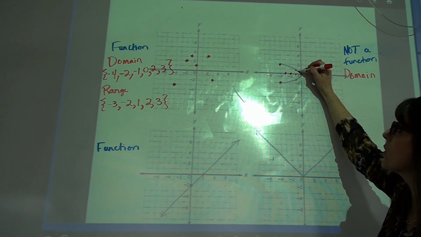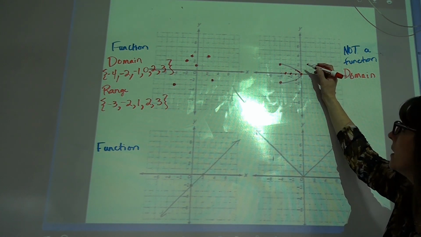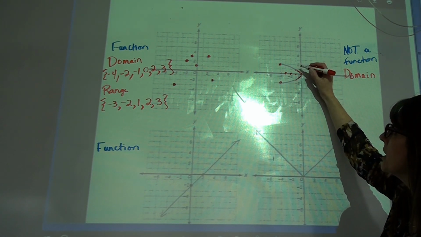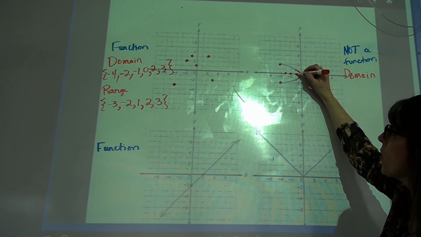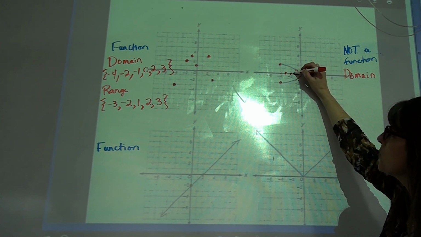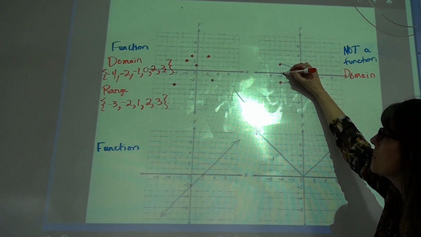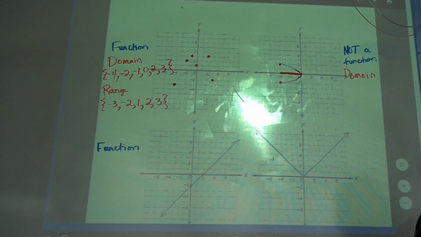But notice, there's a whole bunch of stuff here in between. Whole bunch of stuff in between here. All of these x values are also getting covered. These ones as well, these ones as well, these ones as well, all the way up to here.